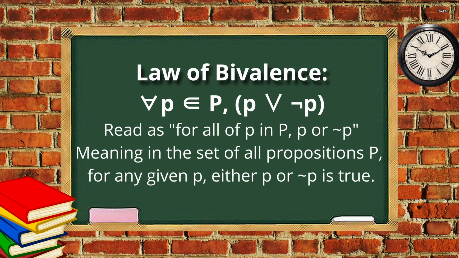While related, it is important to note that this principle isn't exactly the same as the law of excluded middle, which states that a proposition must be either true or false, as there can be forms of semantics of logic which may have the law of excluded middle, but not necessarily the law of bivalence, such as multi-valued logic, which I will discuss in a future video. Logically, it can be expressed as, for all P, P or not P, meaning in the set of all propositions P, for any given P, either P or not P is true.